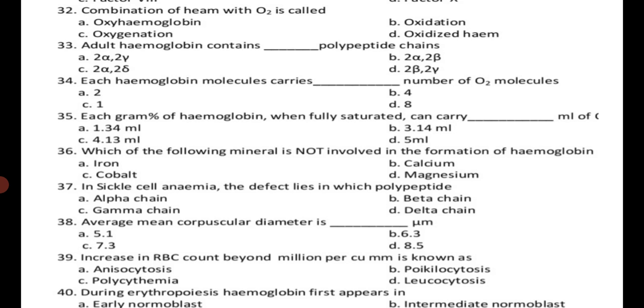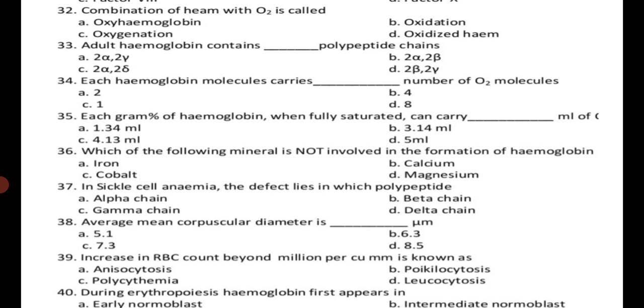It binds reversibly. Hemoglobin is a respiratory pigment present in RBCs. It is required for the transport of oxygen from the lungs to various tissues. So, option A is the correct option.